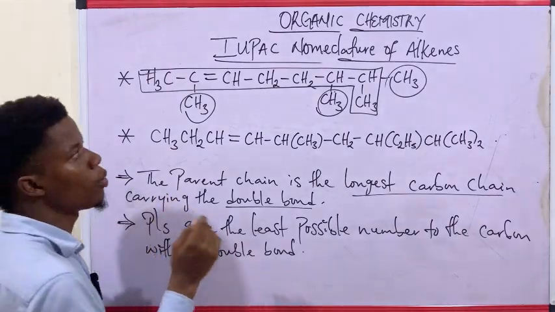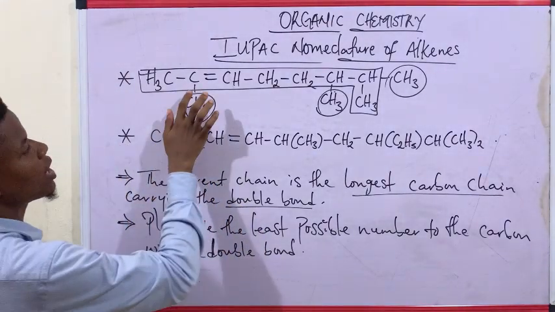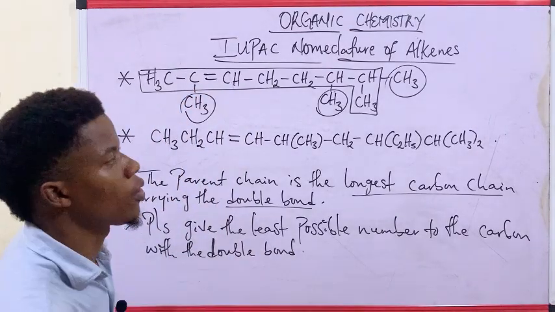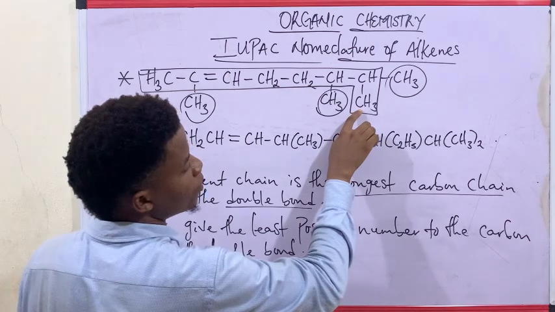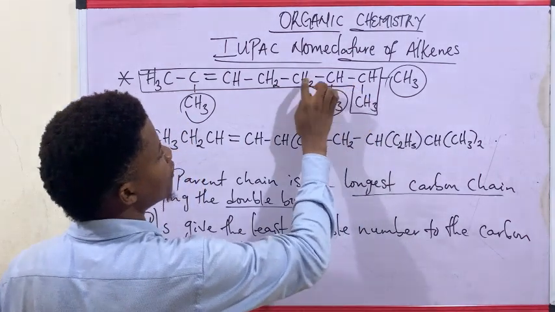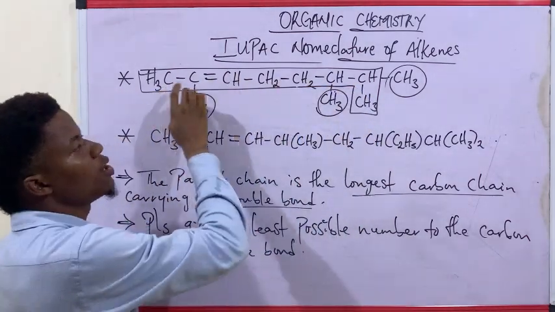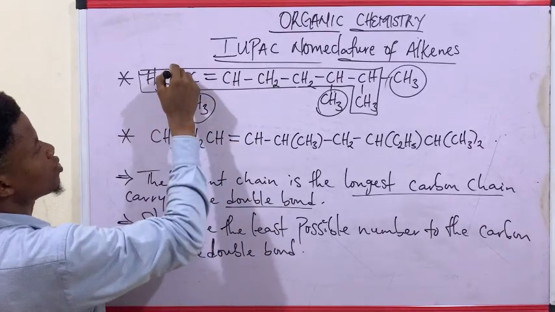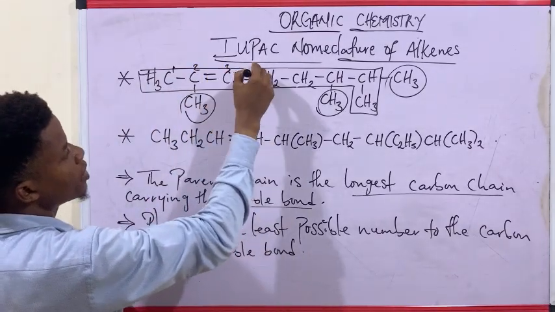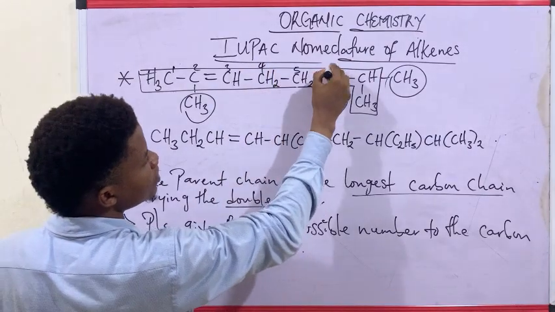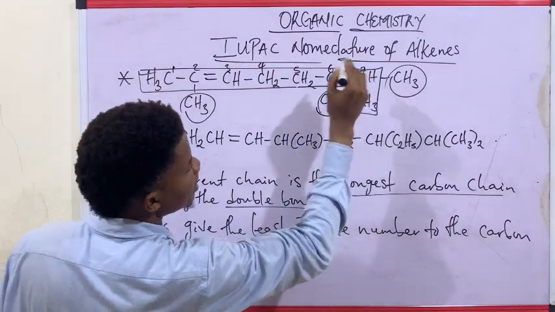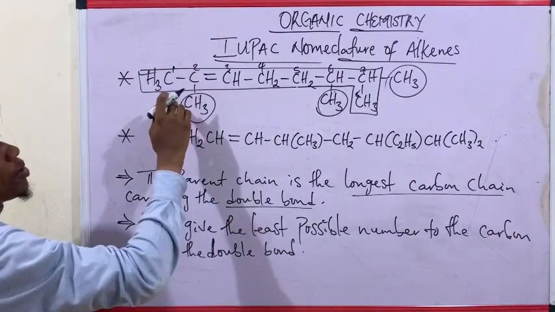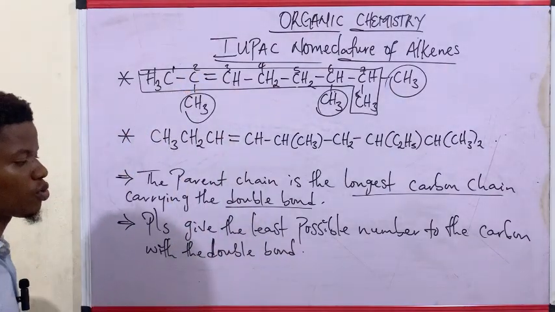So that means when we are numbering, we are trying to make sure that these two carbons carrying the double bond must have the least possible number. So we cannot start our 1 from here. If we count 1, 2, 3, 4, 5, 6, 7, 8, this will have 7 and 8, too big. Rather, we'll start our 1 from here: 1, 2, 3, 4, 5, 6, 7, and 8. So the carbons carrying the double bond are carbon 2 and 3.